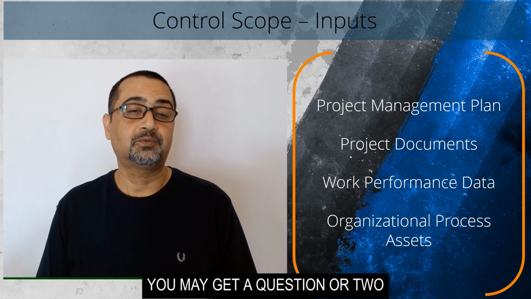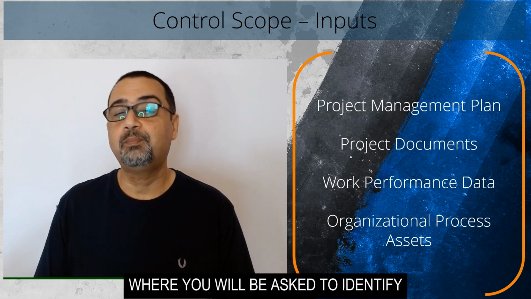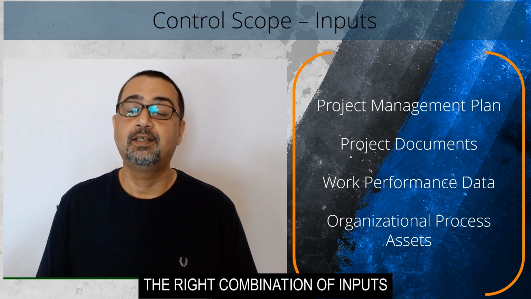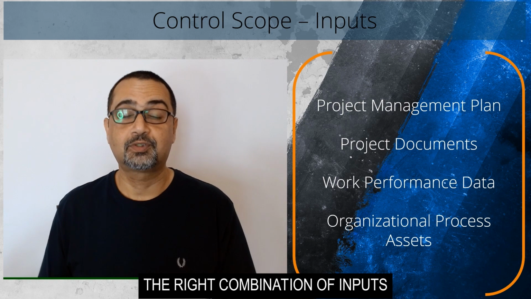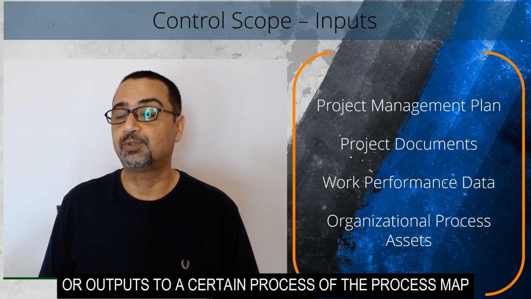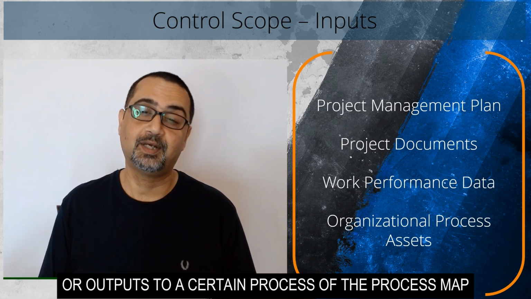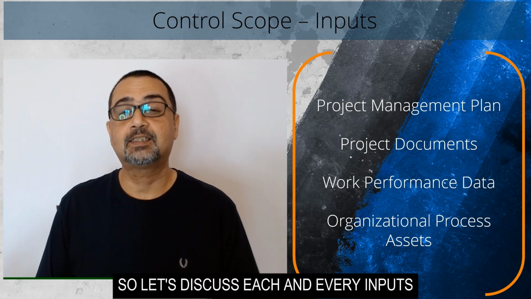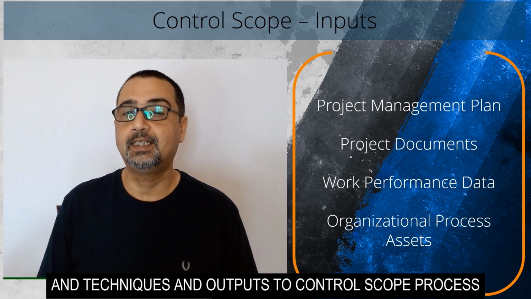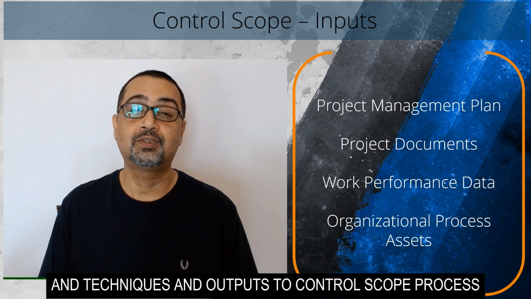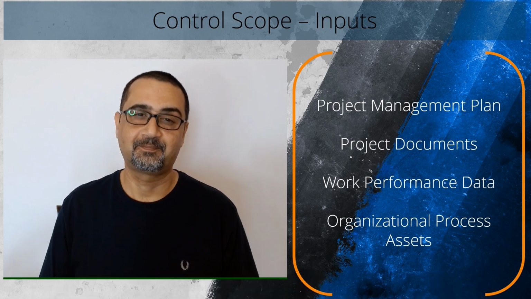You may get a question or two where you will be asked to identify the right combination of inputs, tools and techniques, or outputs to a certain process of the process map. So let's discuss each and every input, tool and technique, and output to the Control Scope process.